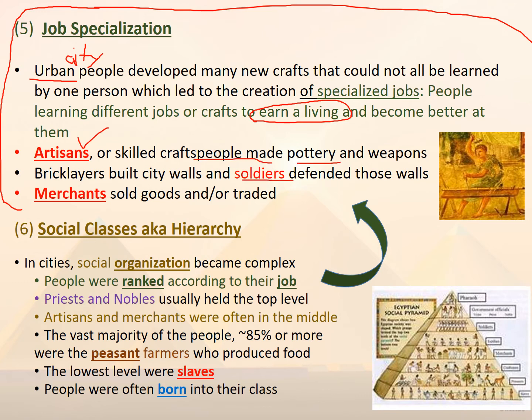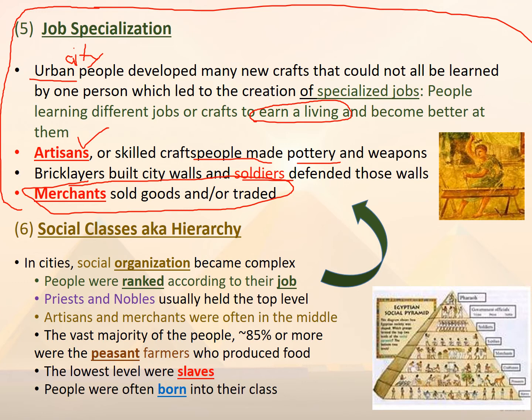And then a new class arises known as merchants. And they sold goods or traded them from city to city. You can't make bronze without tin. Tin is only found in a couple places in all of Europe. So these merchants would travel to the areas with tin, bringing whatever they thought they had that was worthy of trading for tin, and then bring tin back to their cities to be mixed with copper to make bronze, a better type of metal.